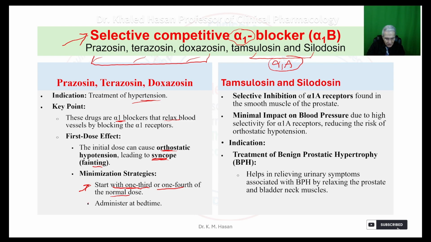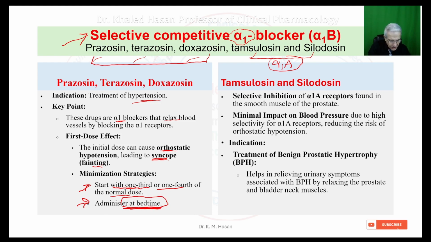This is number one. Number two, administer this medication at bedtime, because orthostatic hypotension happens when the patient changes position from sleeping to upright or from sitting to standing. The patient starts suffering from hypotension. Therefore, to prevent orthostatic hypotension, take this medication at bedtime before you sleep.